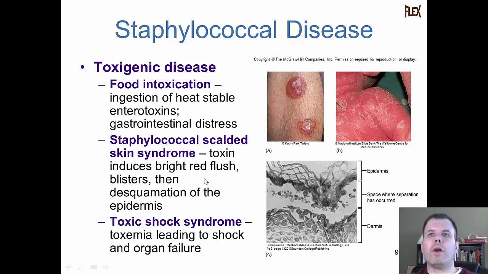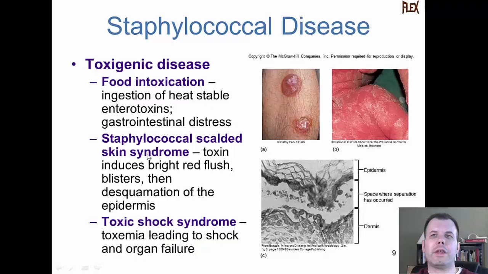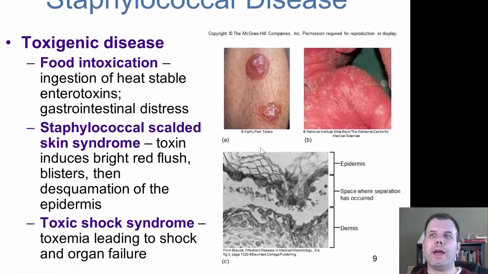Okay. Now, some other diseases through toxins that get produced. One of the things is due to food intoxication. So food intoxication can be obviously where you get food poisoning causing nausea, vomiting, diarrhea associated with that. So that obviously can be a complication, and this is due to the heat labile toxin that it produces in the intestine.